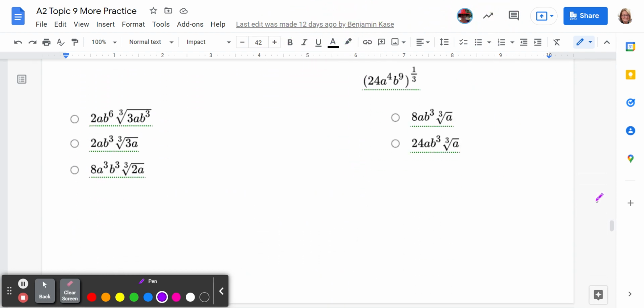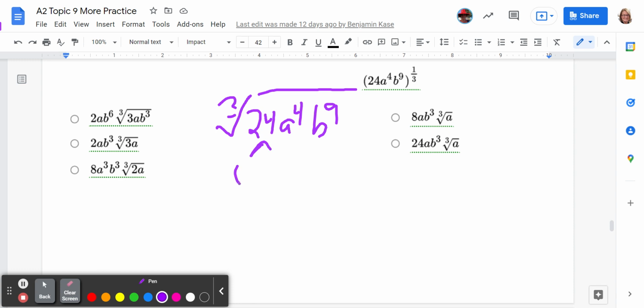Okay, station 7 here. Let's go through and just simplify this. As a reminder, this is like asking for the cubed root of 24, a to the 4th, b to the 9th. That 24 can break apart into 6 and 4. We've got a 3, a 2, a 2, and a 2. Okay, so there's a group of buddies. So with that, on the outside, I know I'm going to have a 2.